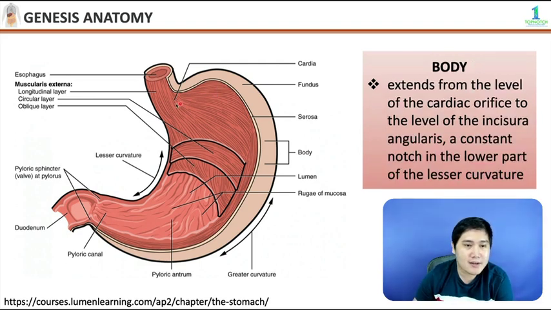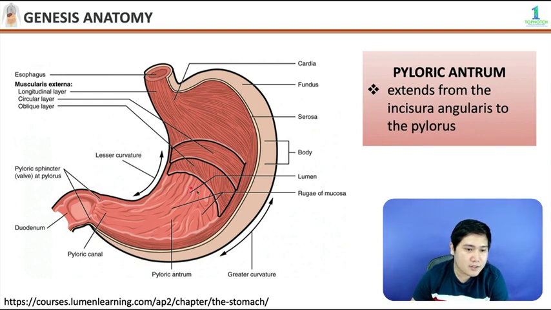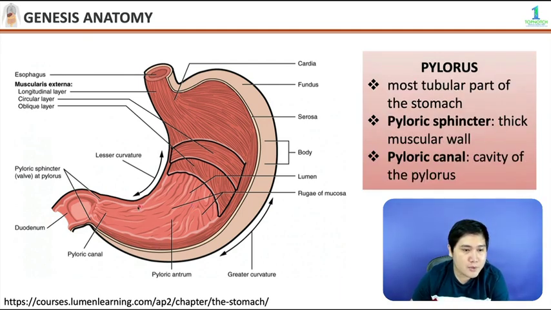The body extends from the cardiac orifice up to the level of the incisura angularis, so this portion will be the body of the stomach. It is followed by the pyloric antrum. It extends from the incisura angularis to the pylorus. So this part is your pyloric antrum. The most tubular part is your pylorus.